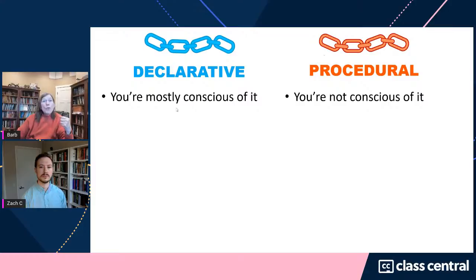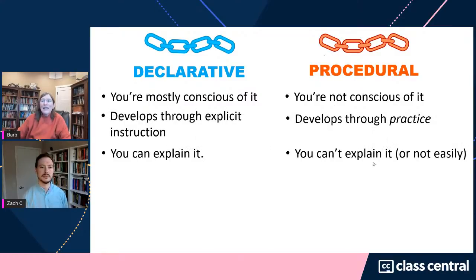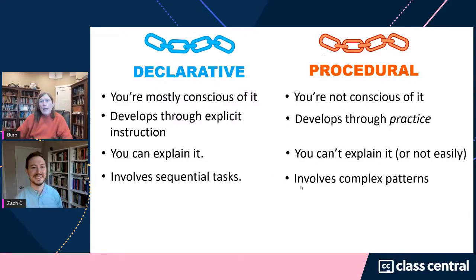You learn that through your declarative system. And as you're learning, you may ask a native speaker why they have these certain grammatical rules, and they'll just say, I don't know why. They can't explain it very easily. Now, learning procedurally happens through practice, as we've already seen, whereas declarative learning happens through explicit instruction. So again, these two different systems learn in very different ways.